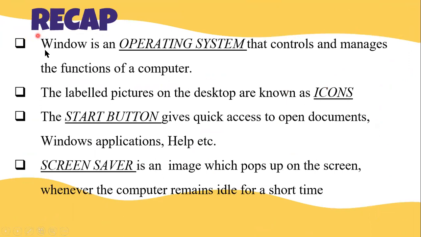So, what is Windows? Windows is an operating system. What does it do? It controls and manages the functions of a computer. So whatever action takes place inside it, it controls and manages, right?